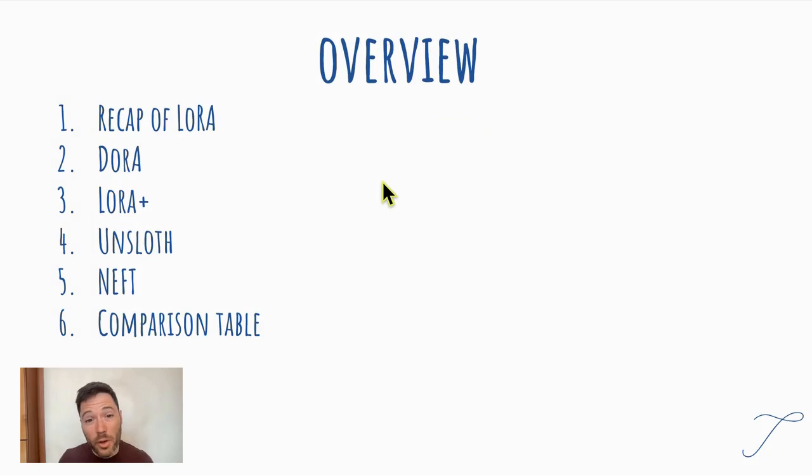So let's take a look at the agenda. I'll start by covering how LoRA works, just a quick recap. Then I'll describe DoRA, which is a slight modification of LoRA. It's a directional form. Then I'll cover LoRA Plus, which uses different optimization rates for the LoRA matrices. Next, I'll cover Unsloth, which is quite different to LoRA, although it supports LoRA.